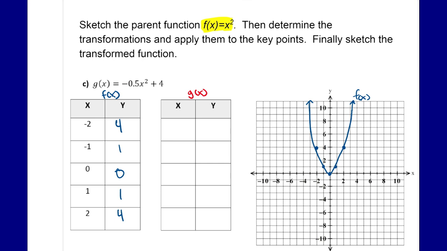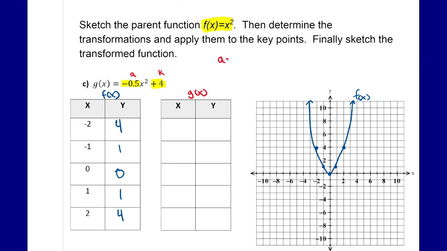If I look at my transformed function, I see this negative 0.5 and I see this plus 4. So this tells me that I have at least 2 transformations to deal with. I have an a value and I have a k value. Keep in mind that the 4 is not the h value, it is not in the brackets. So that is a and k.